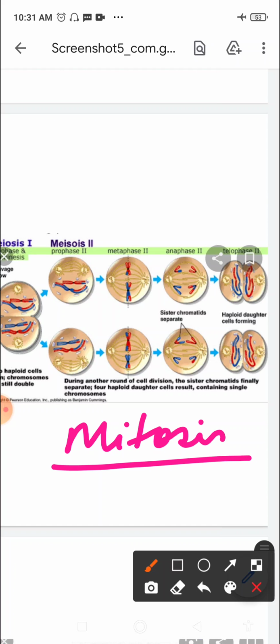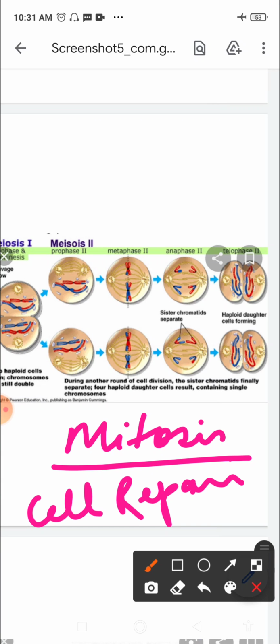It allows regeneration of damaged or worn out body tissues. Remember, when we get hurt or there's a cut somewhere, that gets repaired, right? So cell repair also is one of the significance of mitosis. Growth that takes place, cell growth, we grow in size, that is also the result of mitosis. So these are the basic significances of mitosis, right?